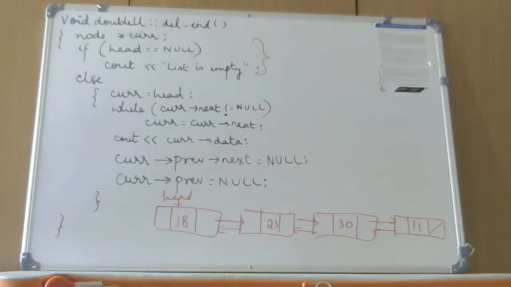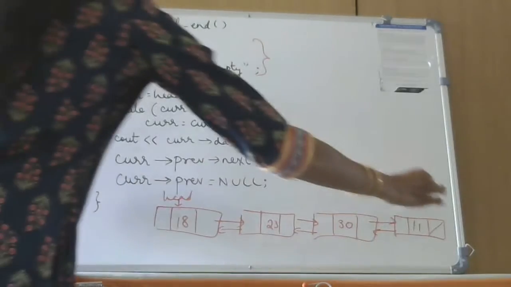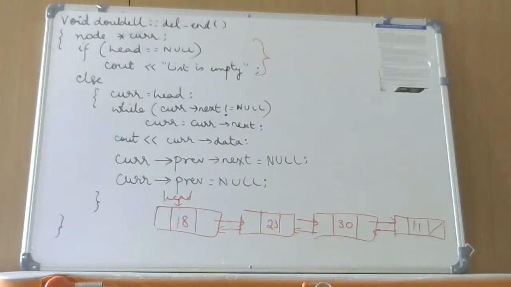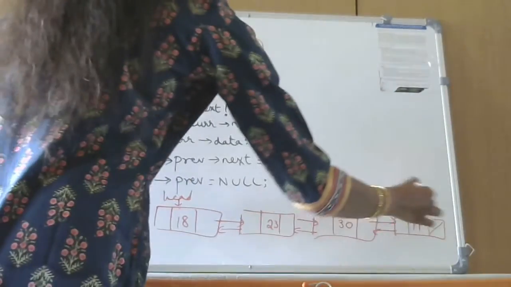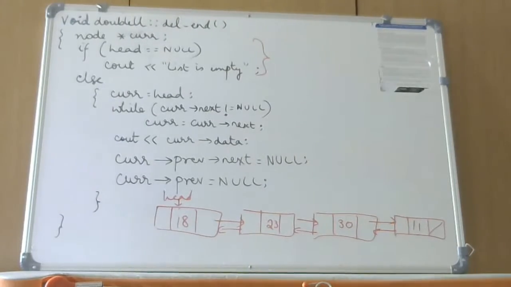If the list is not empty, then let me take an example of this particular list. What is shown here is one list. I want to delete the last node, because it is deletion at the end. This node, 11, is what I want to delete. Now, what changes do we have to make?